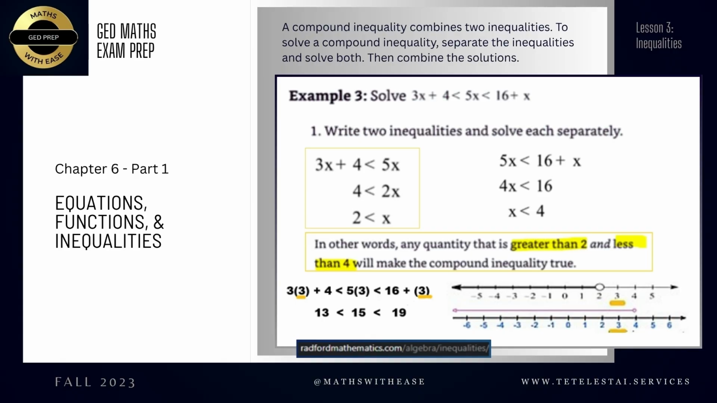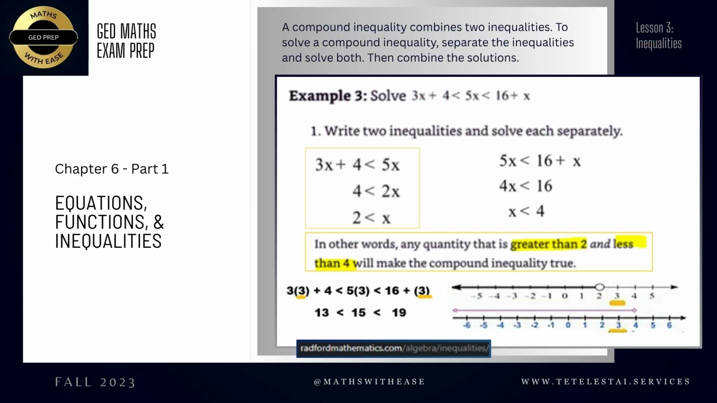So our first inequality is going to be 3x plus 4 is less than 5x. And we already know from previous examples that we want to proceed by grouping like terms. So we're going to subtract 3x from the left-hand side and do the same thing on the right-hand side. So we'll be left with 4 less than 2x. And to isolate x, we simply divide both sides of the inequality by 2. 2 divided by 2 is 1. 4 divided by 2 is 2. So the solution for our first inequality is 2 is less than x.